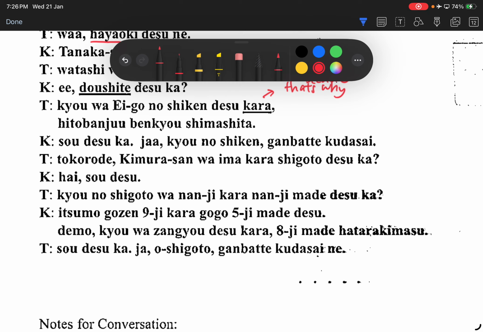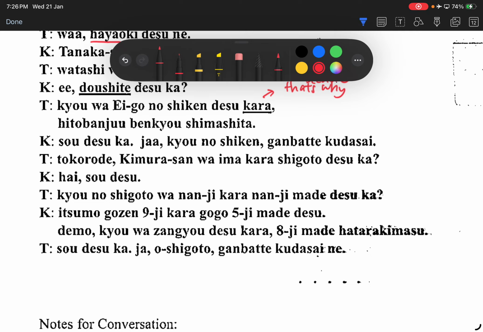Then T replies, 今日の仕事は何時から何時までですか? Right? Straightforward, right? 何時から何時まで. Right? From what time to what time? Right? So Kyo no shigoto means shigoto belongs to today, right? Shigoto that is related to today. So that means today's work. So today's work is from what time to what time?